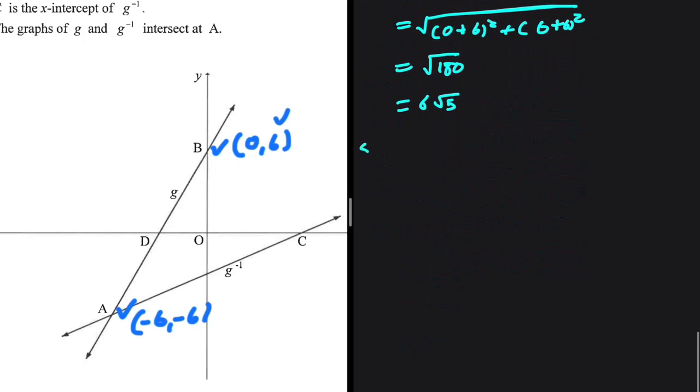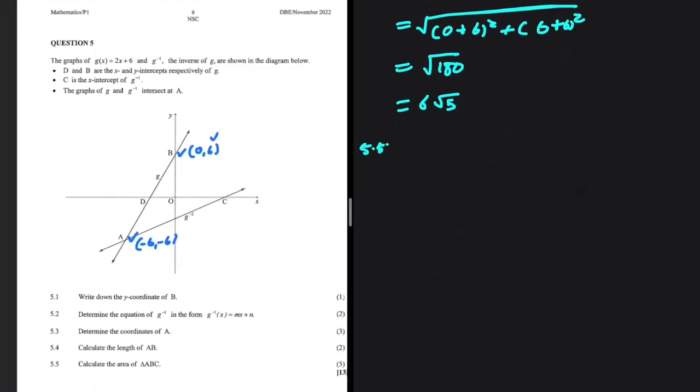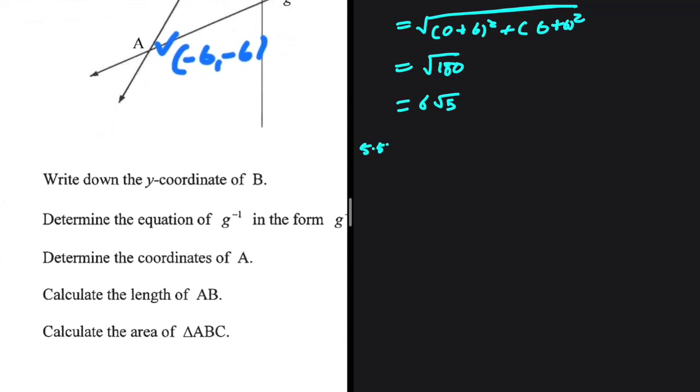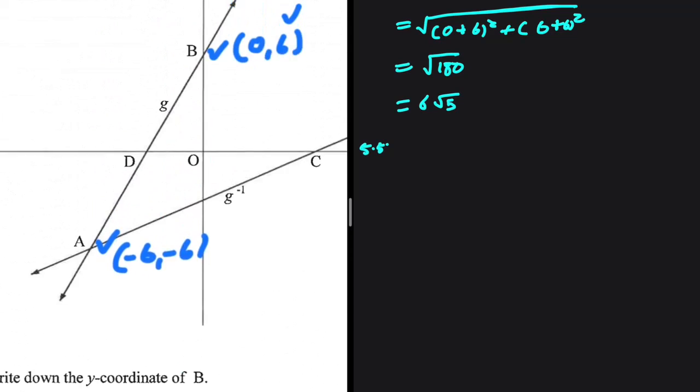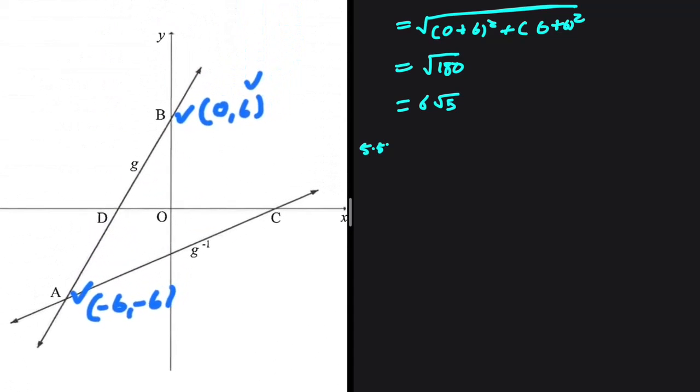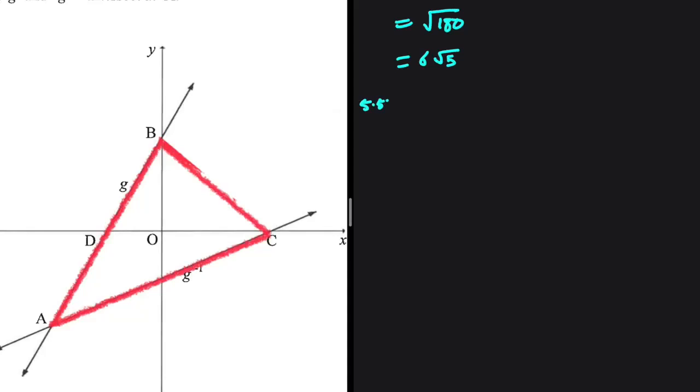Let's do 5.5, the interesting question really. In 5.5, we're supposed to calculate the area of triangle ABC. So let's just go ahead and highlight that triangle. There are quite a couple of ways we can use to find the area of triangle ABC. Let's just try this first. We can find the area of triangle DBC. Let me highlight it. We can find the area of this triangle. How can we possibly do that? We have the base DC and we have the height OB.